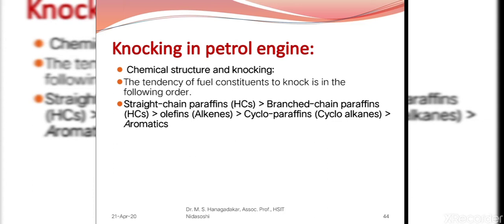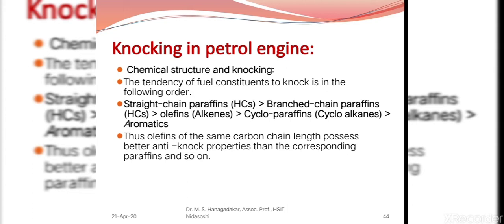So as per this order of nature of hydrocarbons, it is observed that straight chain hydrocarbons are louder or noisier if you use them in an IC engine, as compared to petrol containing more aromatic hydrocarbons, which are least noisy.